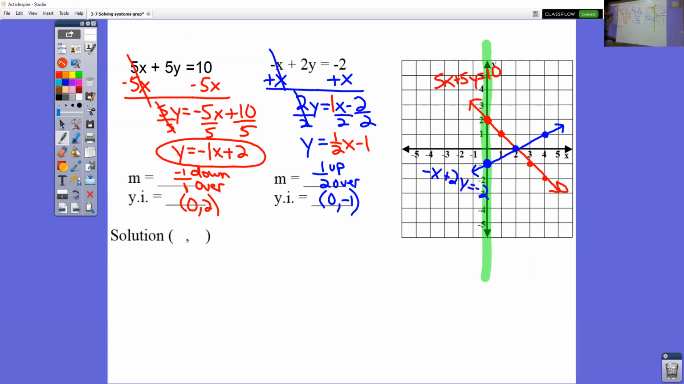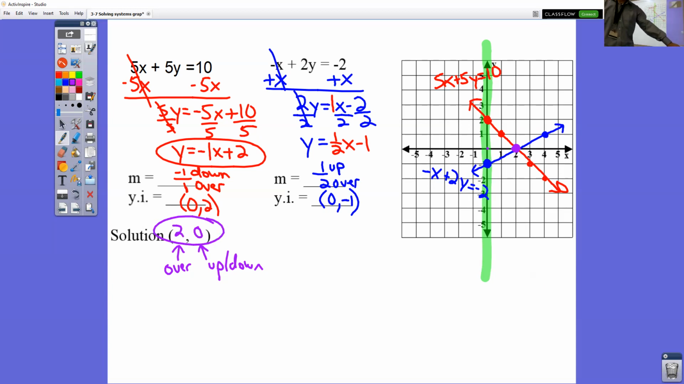Where do these two lines cross? These two lines cross right here. Now remember, be careful. For your solution, the first number is how many we go over. Second number is how many we go up or down. So starting here at 0, 0, we're going over to 2, up to 0. So 2, 0 is our solution.